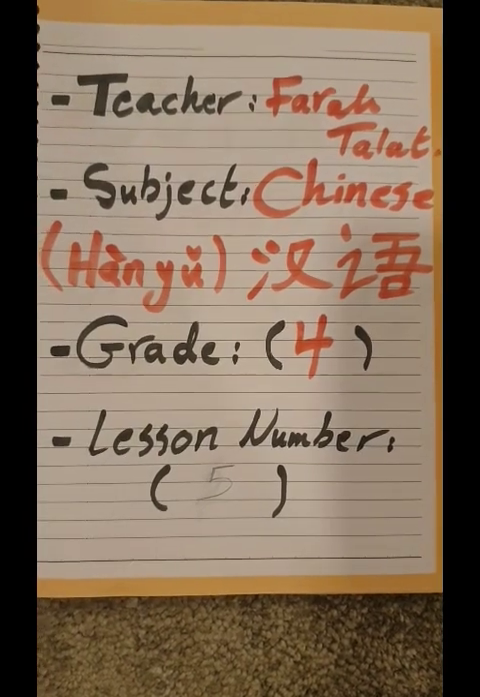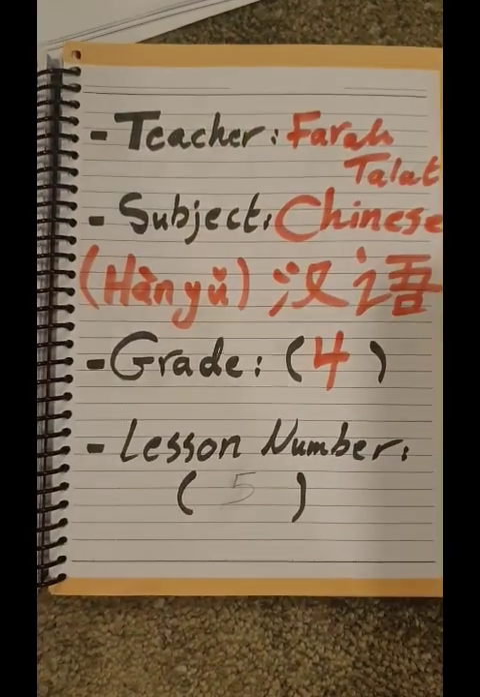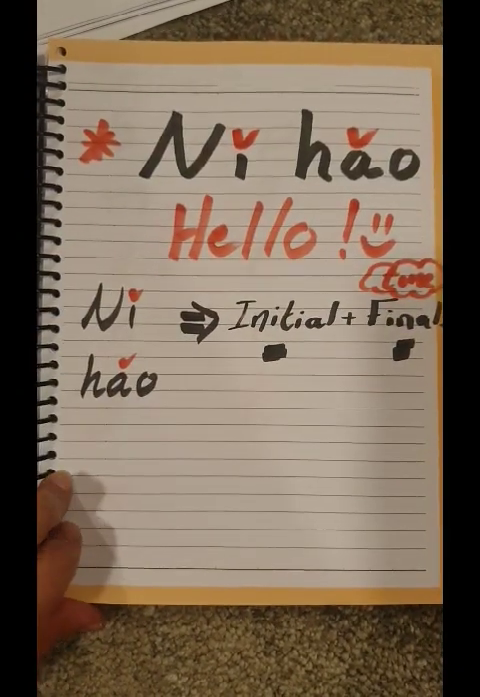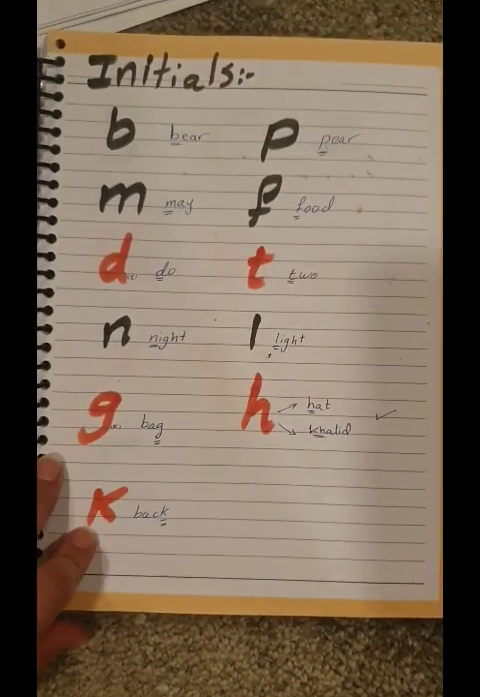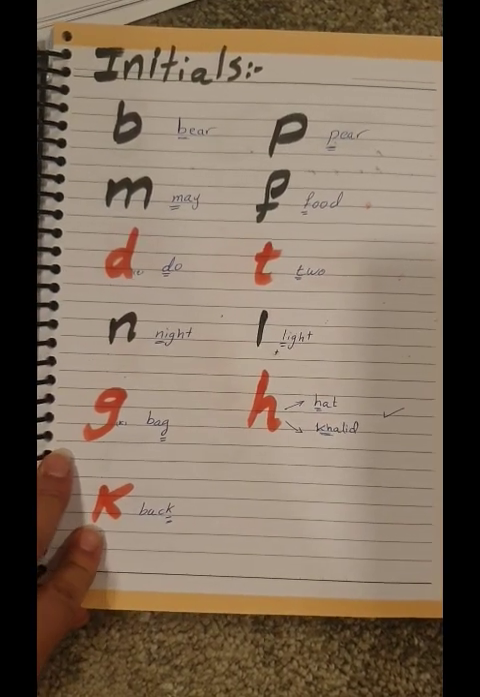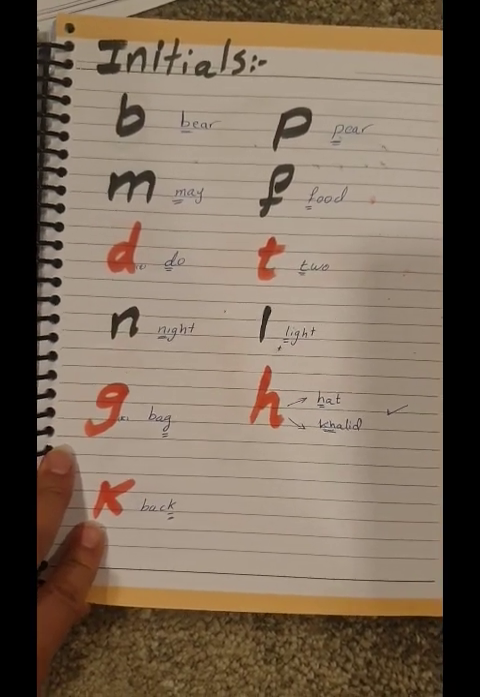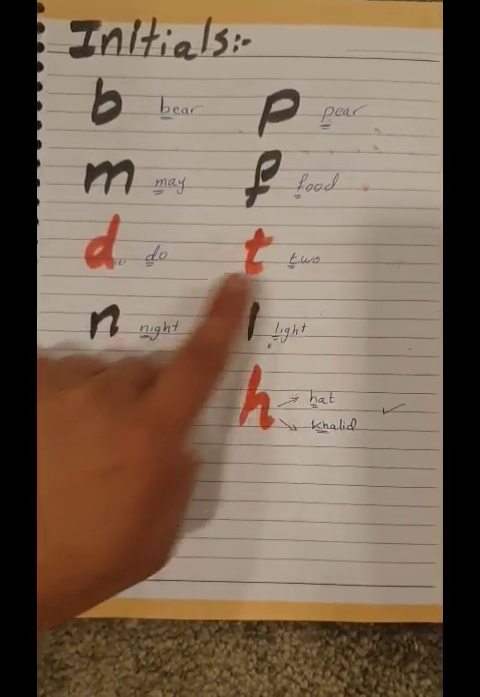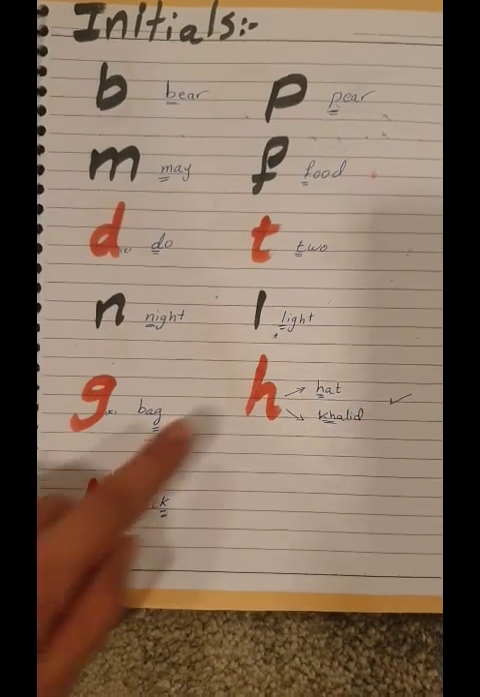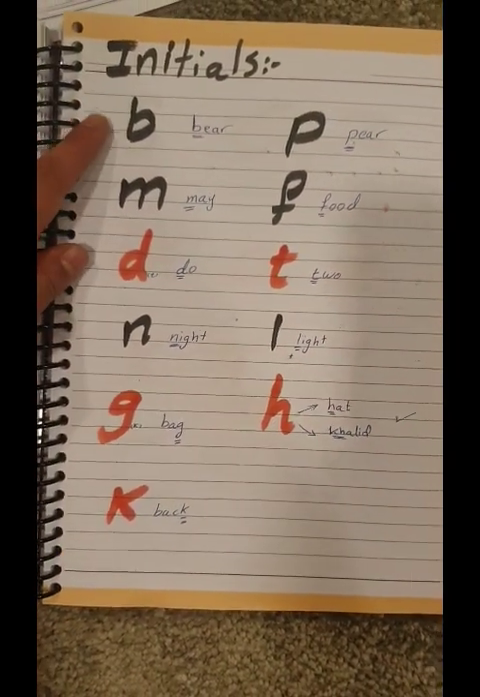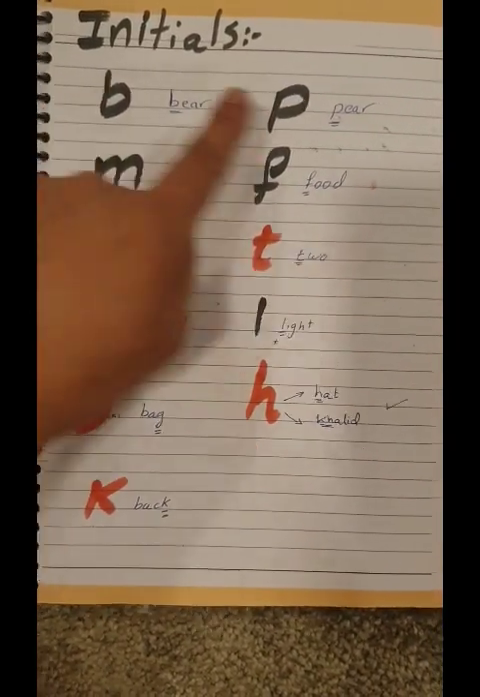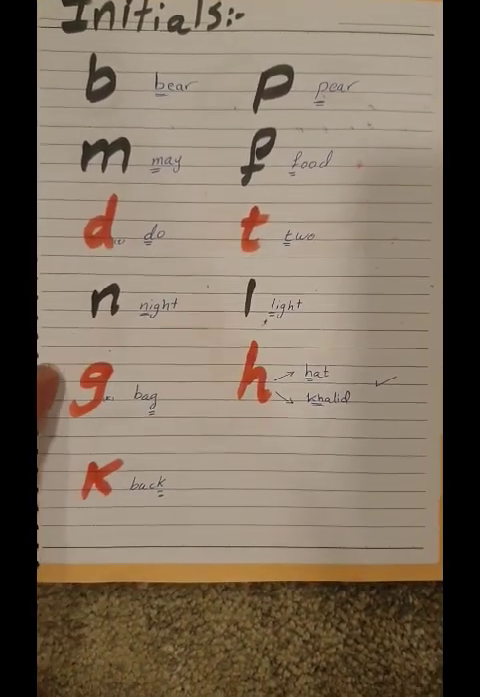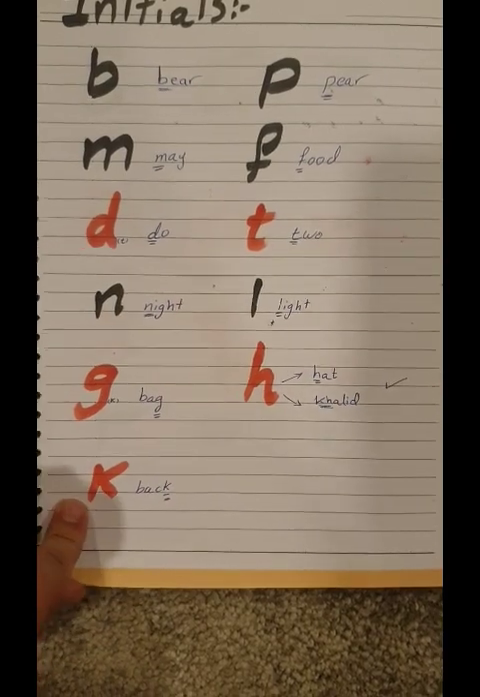汉语. This is the 5th class of grade number 4. We start talking about how to say hello, 你好. Then we said the initials, b, p, m, f, d, t, n, l, g, k, h. And I told you to focus on B, P, D, T, G, K.